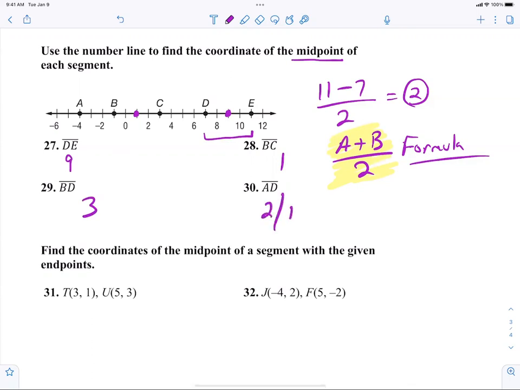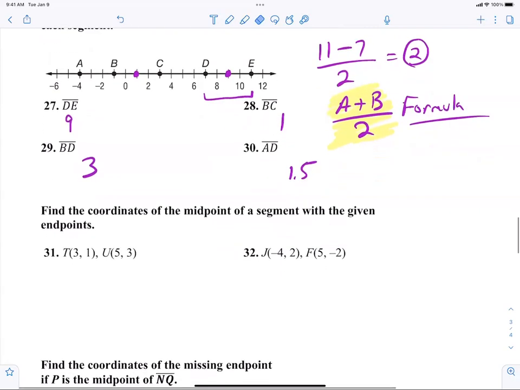Somebody said 2. Somebody said 1.5. Let's double check. What is it? Is it 1.5? If you thought it was 2, check yourself. And if you need me to explain 1.5, I didn't even do the problem, so I'm assuming you guys are all right. Is it 1.5? All right, 1.5. We'll go with that.